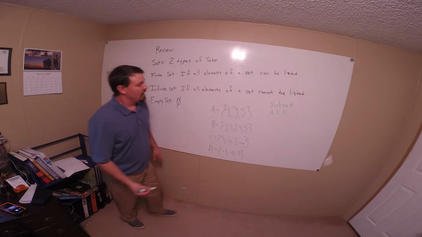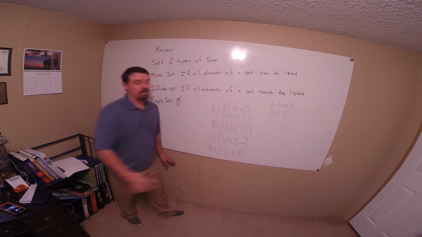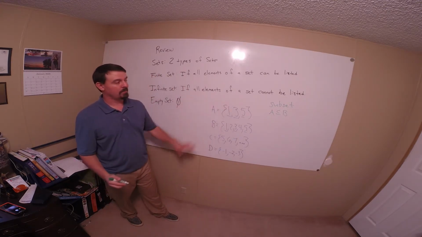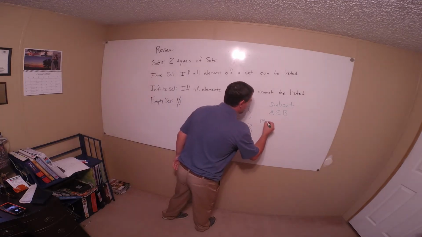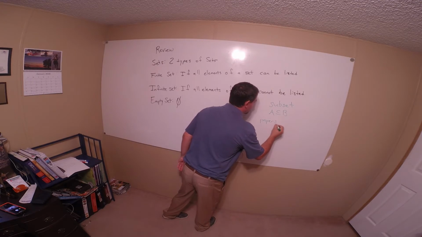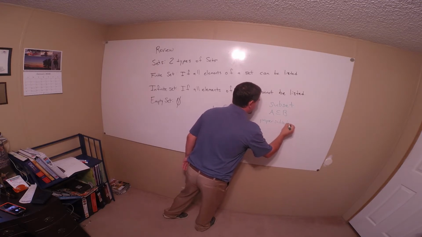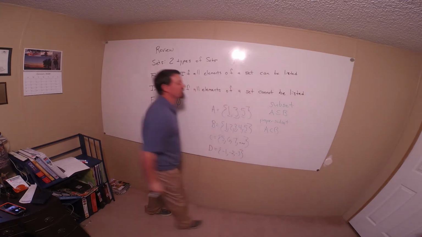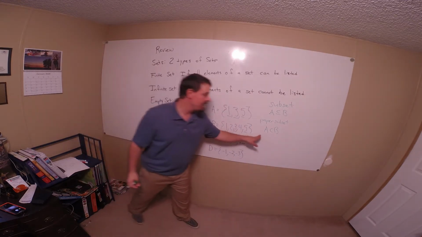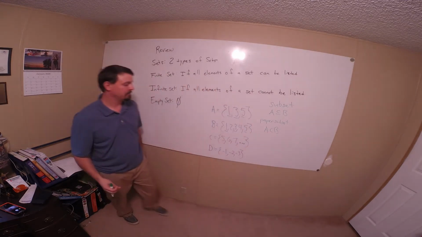Now, A is not equal to B, so we can actually do a little bit better. Instead of writing it just as a subset, we can write it as a proper subset. So your notation will look like that. A is a proper subset of B.